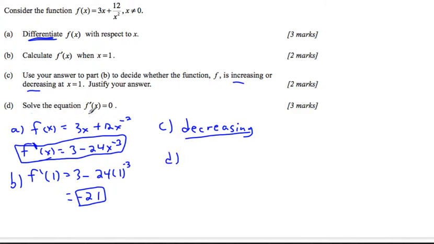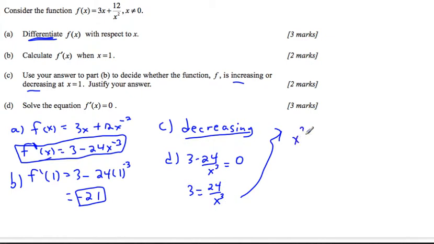Now we are going to solve where the derivative is equal to 0. So we take the derivative, 3 minus 24, I'm going to rewrite it as over x to the power of 3, is equal to 0. Alright? This allows me to first add this to the other side. So 3 equals 24 over x cubed. Now just doing a little bit of algebra, multiply by x cubed, divide by 3.